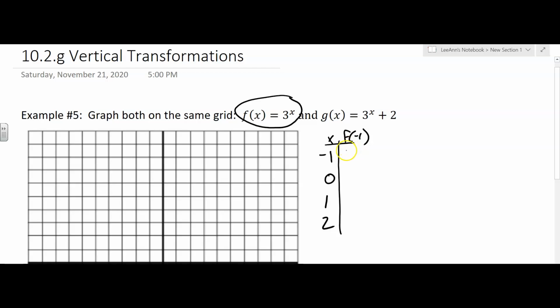If I plug in -1, I'll get 1/3. If I plug in 0, I'm going to get 1. If I plug in 1, I'll get 3. And if I plug in 2, I'll get 9, because I'm squaring the 3.